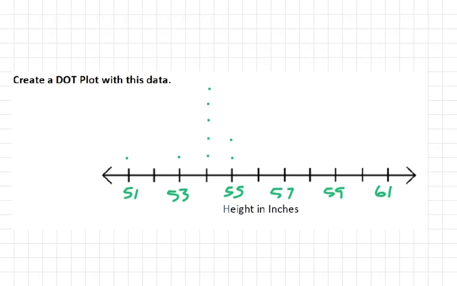56 had no dots. 57 has 1 dot. 58 has 4 dots. 1, 2, 3, 4. 59 has no dots. 60 has 1 dot. And then 61 has 2 dots. So that's essentially what our dot plot looks like.